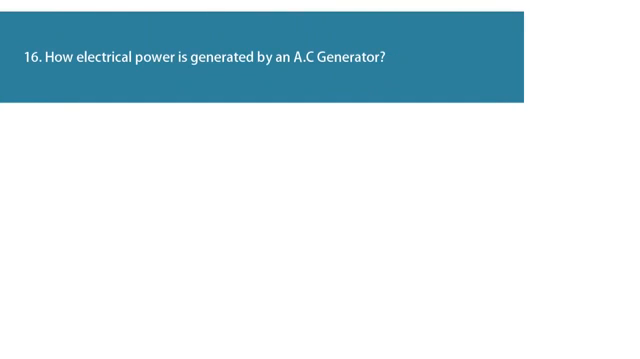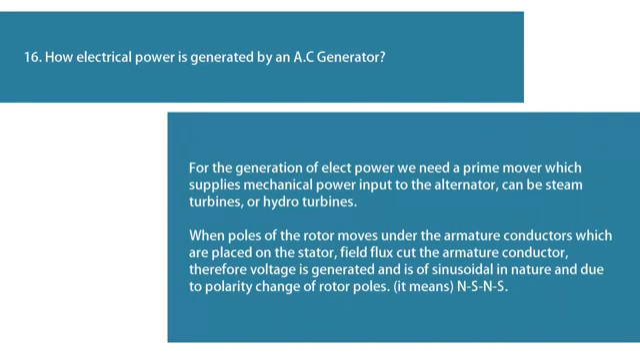16. How is electrical power generated by an AC generator? For the generation of electric power we need a prime mover which supplies mechanical power input to the alternator, and can be steam turbines or hydro turbines.